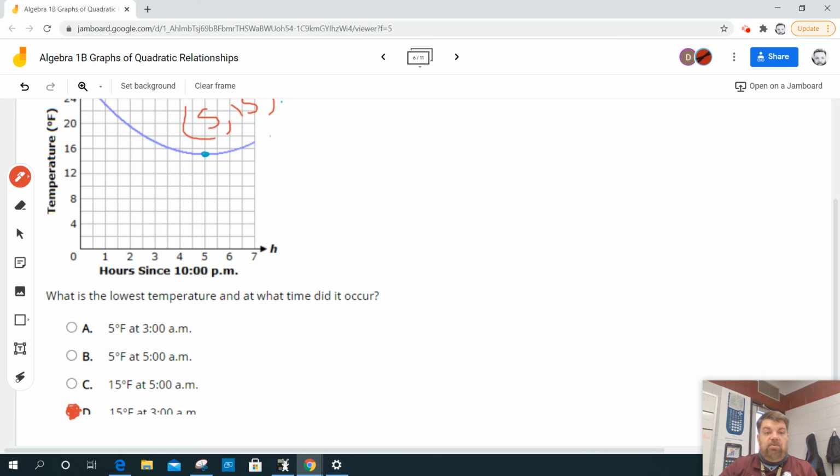We probably never would have gotten that 15 if we didn't use the graph. I mean, you could have guessed. It's the only obvious answer.